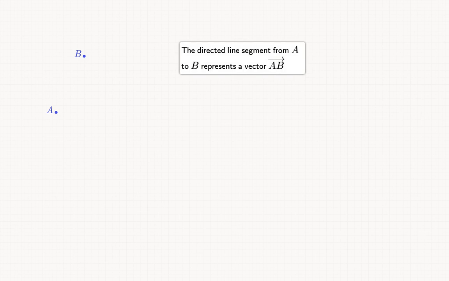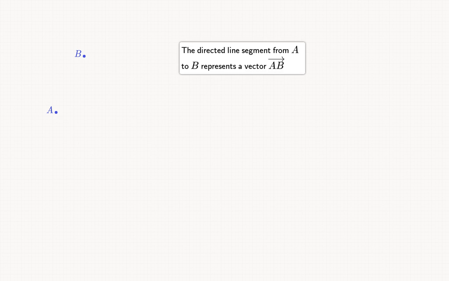So, for instance, if we have 2 points in the plane, call them A and B, we can depict the displacement in going from A to B by drawing an arrow from A to B. So this directed line segment with initial point A and terminal point B represents a vector that we denote AB with a line over top of it.